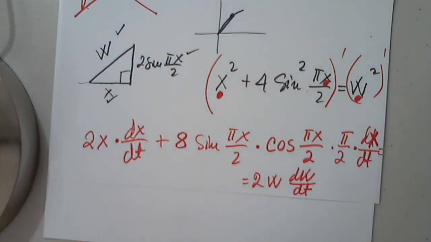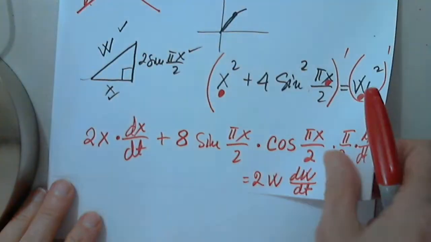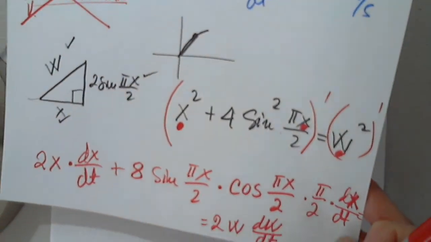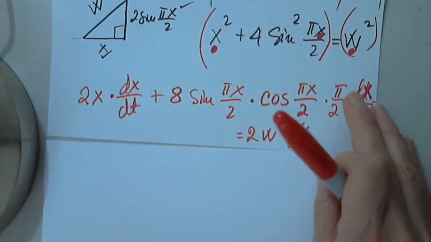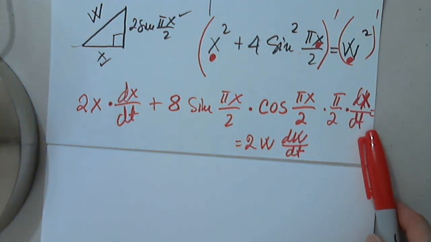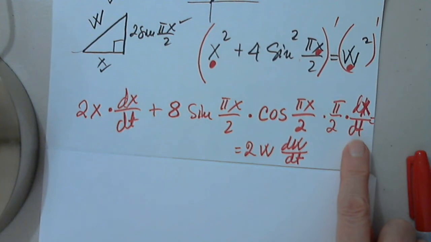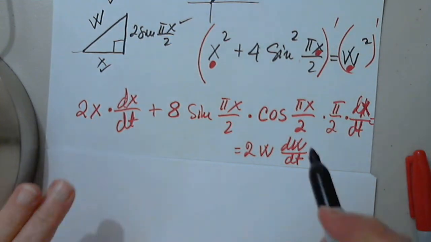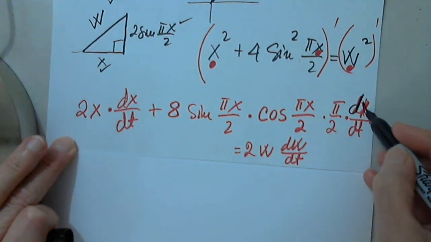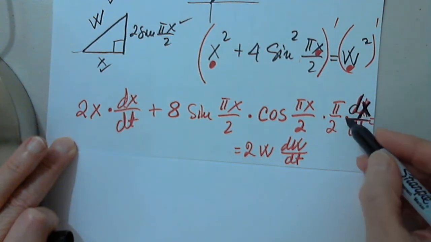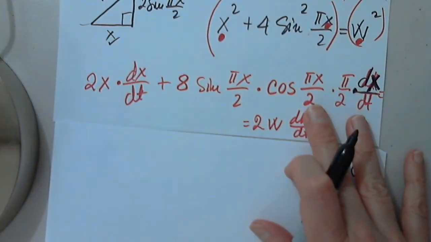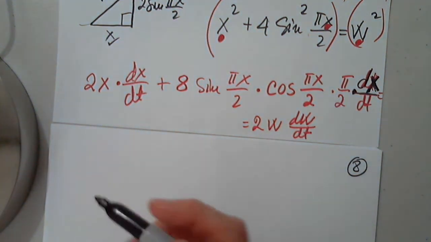Awesome. What are we after? dw over dt. That's all I have to find. What is written on the very far right? dx over dt. Better? Good. So we're after dw over dt, which means I have to divide both sides by 2w.